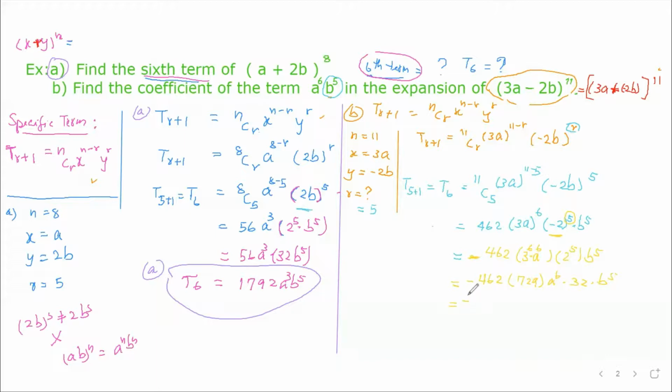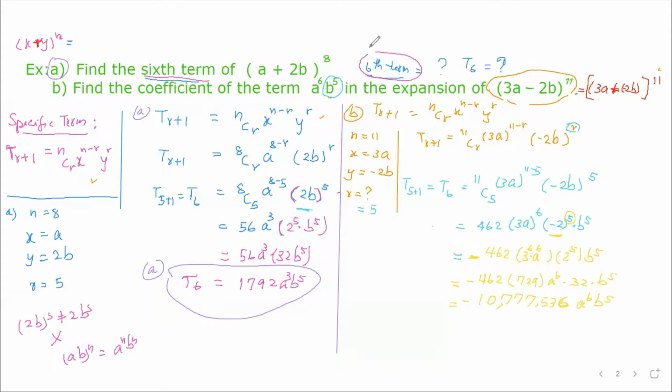7 to get 462 times 729, and then times 32, becomes a really large number, 10,777,536. And then the unknown here is a power 6, b power 5.